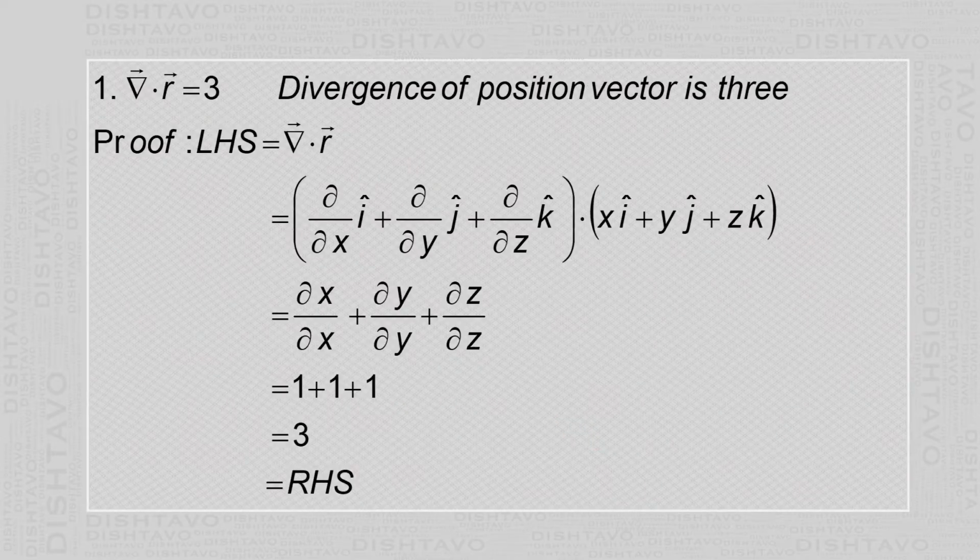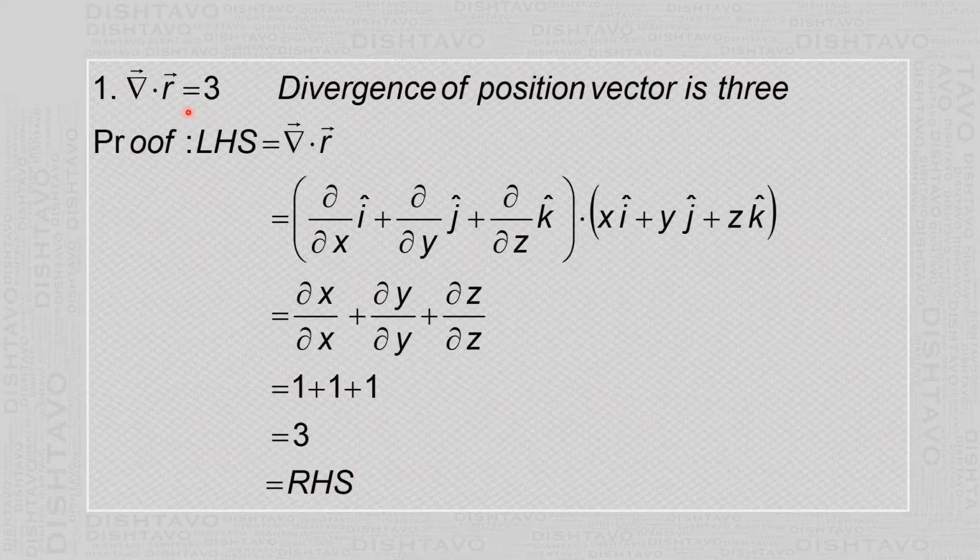The first identity here is vector del dot vector r equal to 3. In words, we say that the divergence of the position vector is equal to 3. Let us prove this identity.